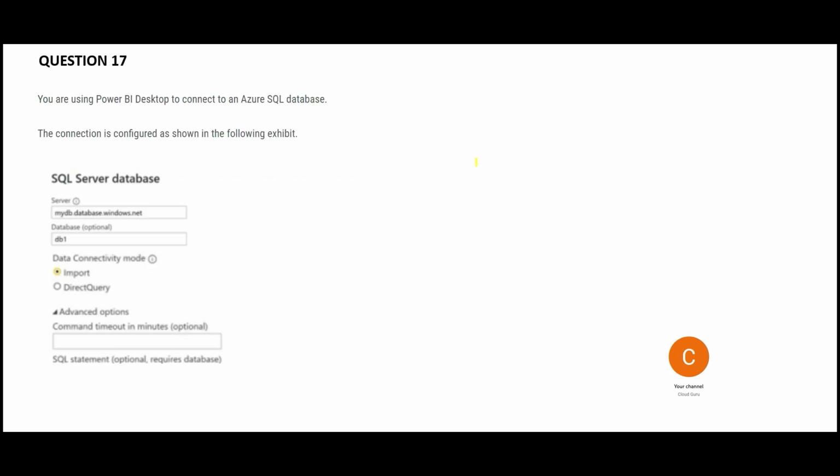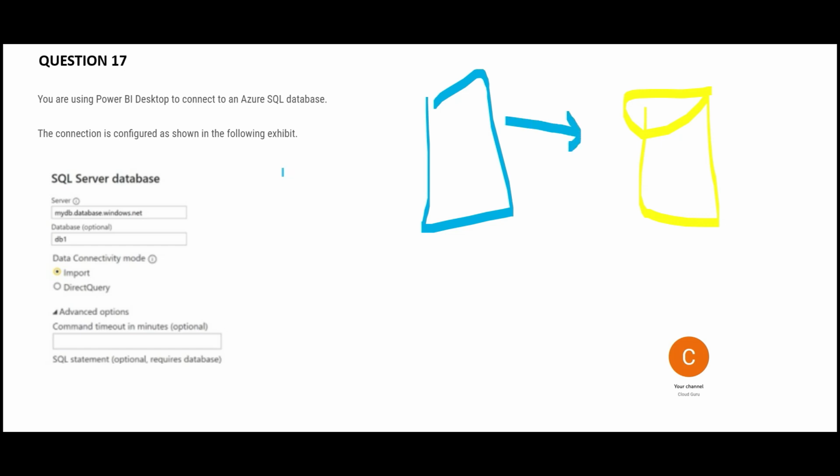Okay, so this is the next question. You have Power BI Desktop and you are connected to Azure. This is your Azure database, and the blue box is your Power BI, which is connecting to this database. These are the settings in the SQL Server. They have given the server and database name, and they are using the import data connectivity mode. That means no direct query is fired here. All the queries will not go to the yellow box. They will be processed here itself. And for the timeout, you have not selected any timeout. The timeout is optional, and the default is 10 minutes.